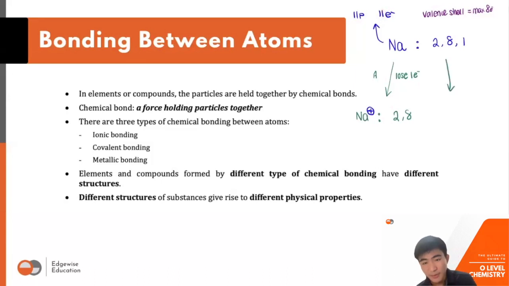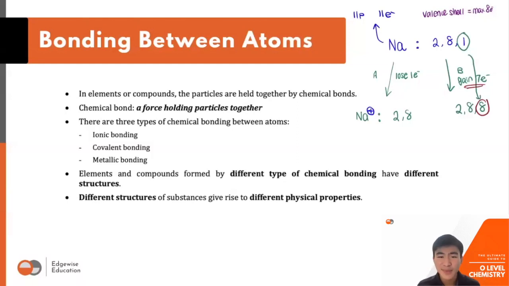Let's go to scenario B. Now, scenario B is a little bit more special. Instead of throwing away this electron, I want to keep it. I want to find another 7 more, right? I gain 7 electrons. That means I'm going to have a structure of 2, 8, 8. Wow, this number 1 becomes 8. I need to gain 7 electrons.